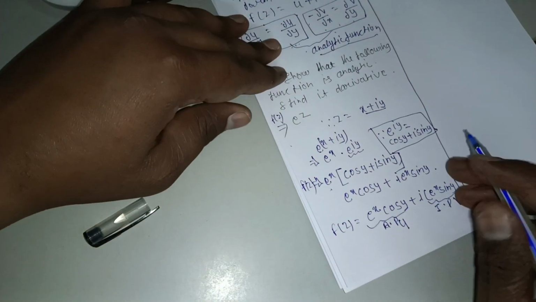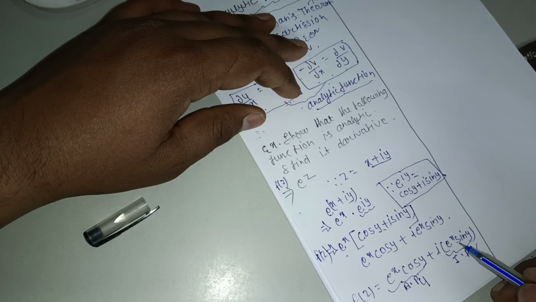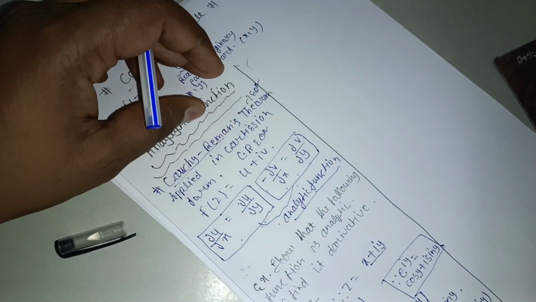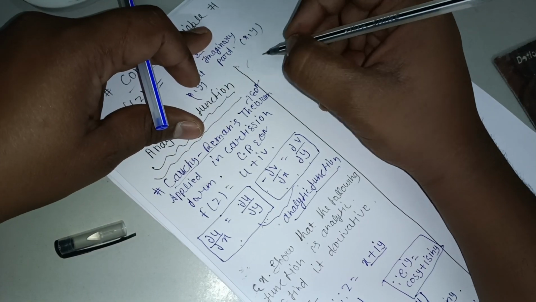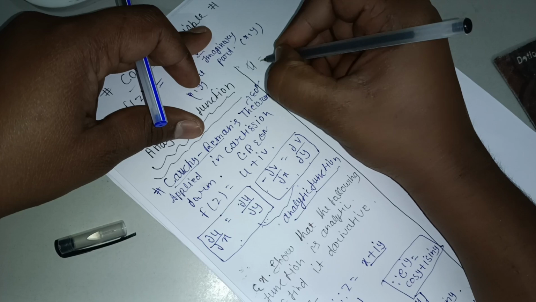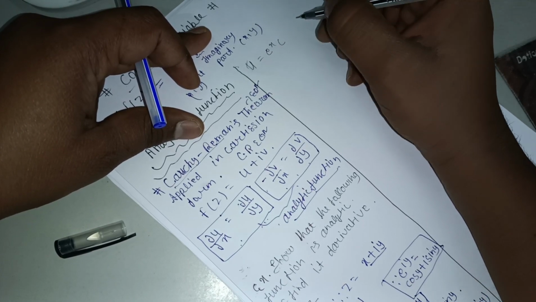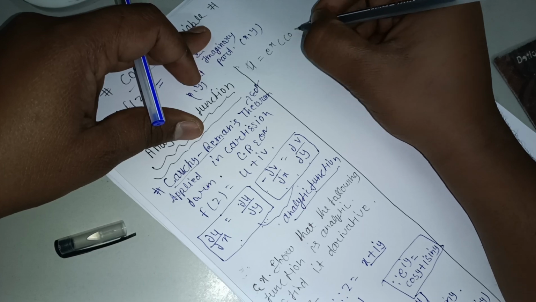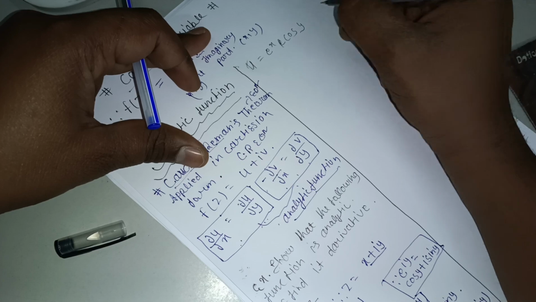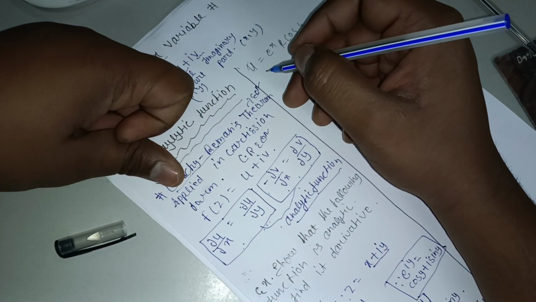Okay, so let's take it. u is e to the power x cos y, v is e to the power x sin y. So first of all, u is e to the power x cos y.